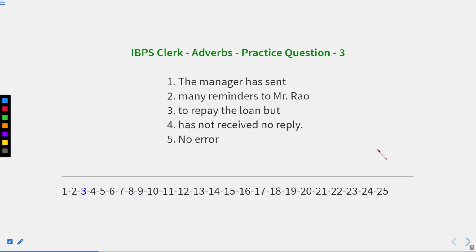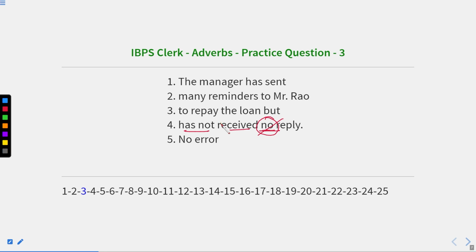The question number 3 is, the manager has sent many reminders to Mr. Rao to repay the loan, but has not received no reply. Now in this sentence here it is written has not received no reply. Now if the word not is over here, that has not received, so this word no is incorrect over here, because we cannot have two negative words or two negations together.